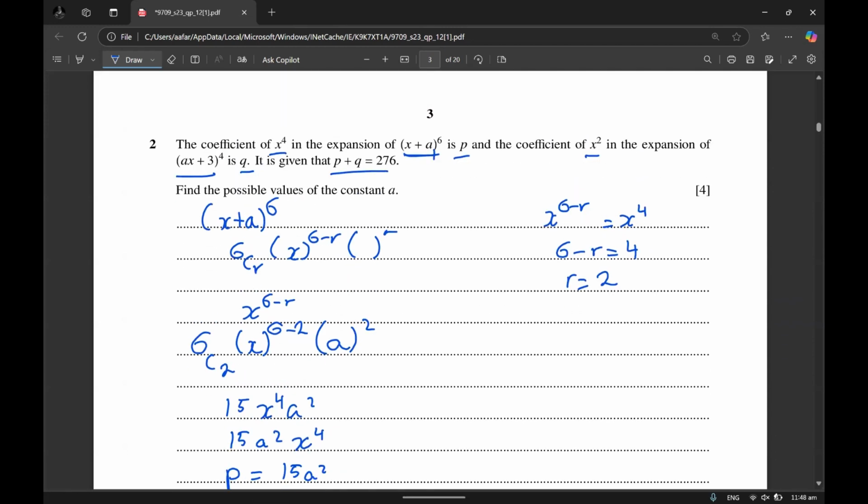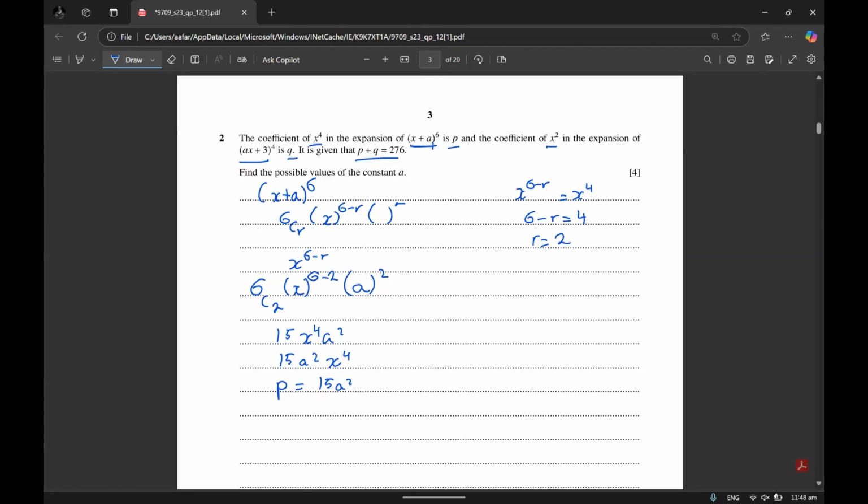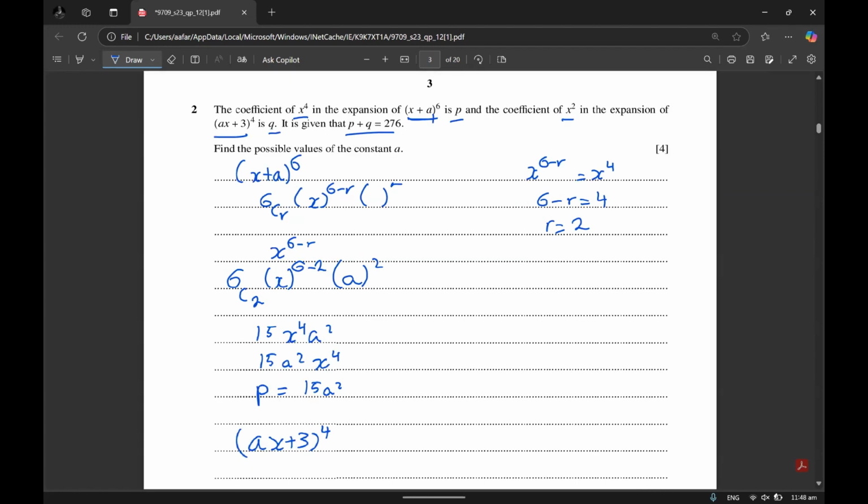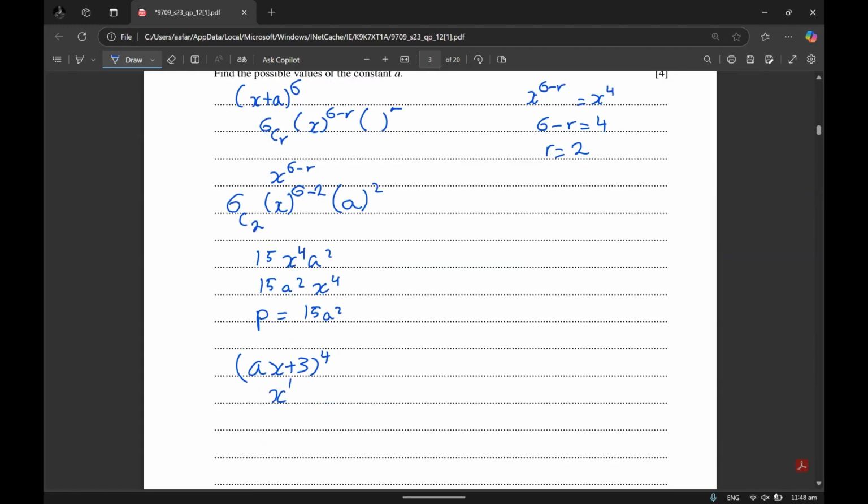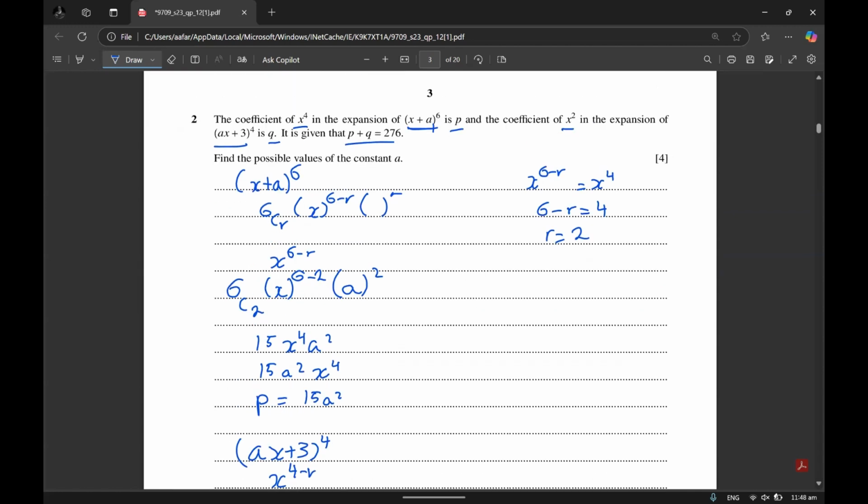Now let's find q. Same way, just ignore the a right now, in (ax plus 3) whole power 4. We know that the x will always have the power 4 minus r, since it's the first term in the expression. So x^(4 minus r), and we need to equate that to x square, right? x^(4 minus r) is equal to x square. So 4 minus r is equal to 2. We found r.